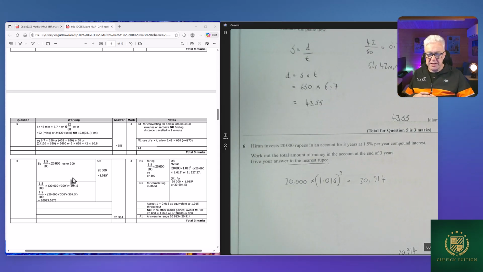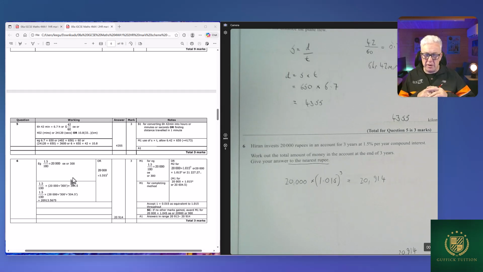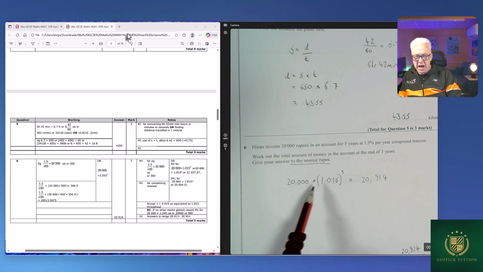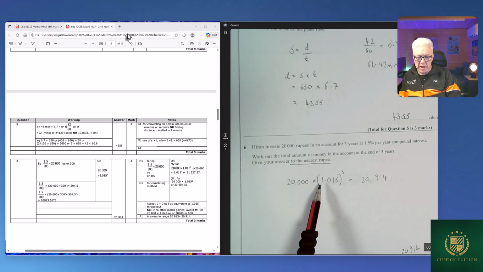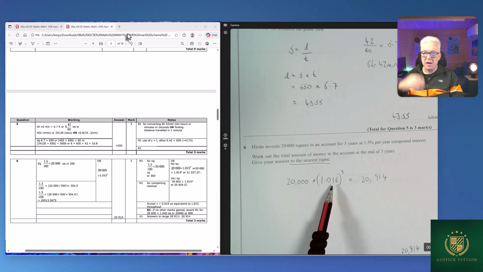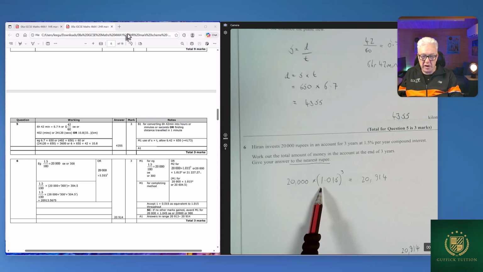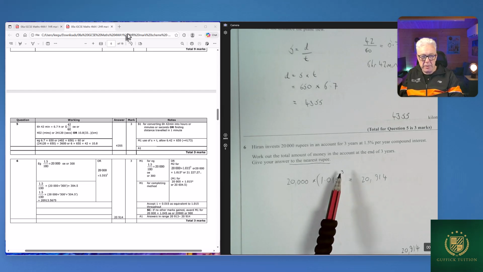Okay, question 6. Haran is investing 200,000 rupees in an account for 3 years at 1.5% interest per year compound interest. Work out the total amount of money in the account at the end of 3 years. So let's consider that. Haran starts off with 200,000 rupees and the interest rate is 1.5%, so the multiplier is 1.015. That's how you increase something by 1.5%: you times by 1.015. And it's 3 years, so it's to the power of 3.